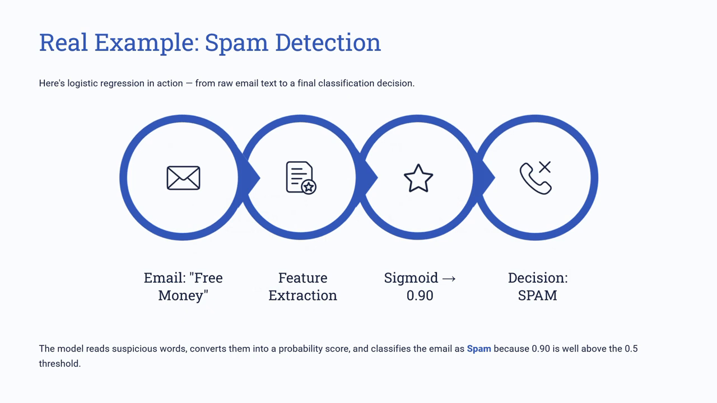Let's look at logistic regression in action. Suppose an email contains words like free money. The model analyzes the email and calculates the probability. Assume the probability comes out to be 0.90. Since 0.90 is greater than 0.5, the model classifies the email as spam. This is exactly how many email systems filter unwanted messages.